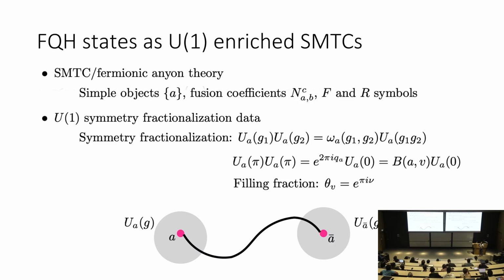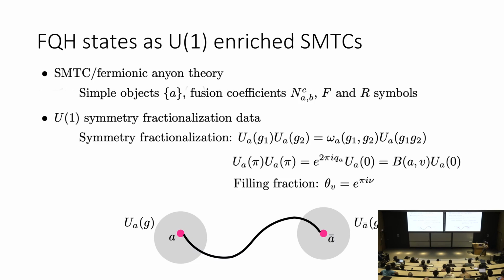We can also read off the filling fraction, or the Hall conductance, from this choice of the vison. So the choice of the vison, its spin, gives you the fractional part of the Hall conductance. So this is our set of data: our anyon theory, and how the U(1) symmetry fractionalizes, which is given by the choice of the vison.